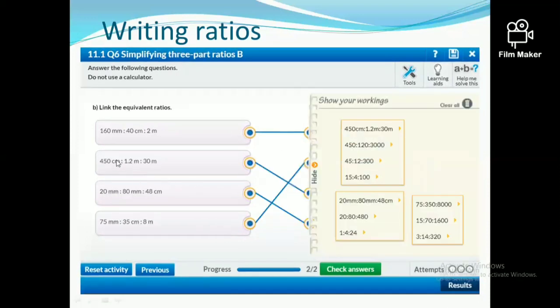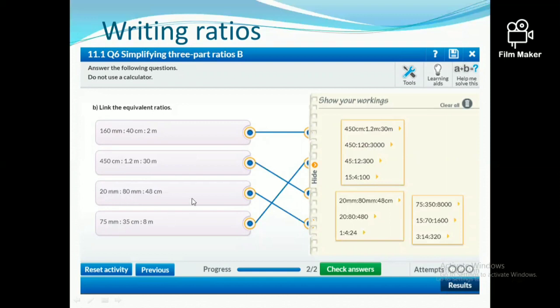Then this ratio, 450 centimeters, 1.2 meters, and 30 meters. 450 centimeters, 1.2 meters, how to convert it to centimeters? Multiply by 100. 1.2 into 100 is how much? 120. 30 meters into centimeters would be 30 into 100 is 3000, because the smallest unit is centimeters. So try to convert everything into centimeters. With that, you can get the ratio 15 : 4 : 100.